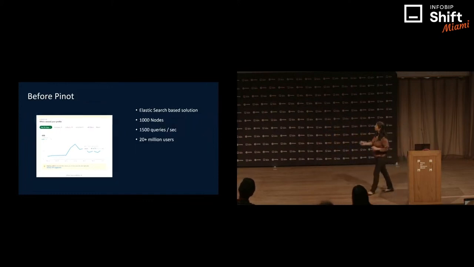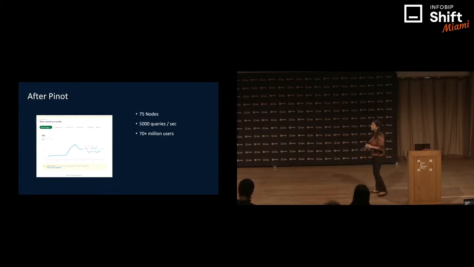So this is what was happening before Pinot. They were using Elasticsearch, by the way, because all the messages were on a data store, a big data lake, and 1,000 nodes of Elasticsearch running, right? 1,000 nodes. They were serving 1,500 queries per second, and yes, they were using semantic search, vector-based k-nearest neighbor algorithms. And this is to serve 20 million users at the time. So they knew that they were growing and they needed to solve for it. So it was a very iterative process, by the way.